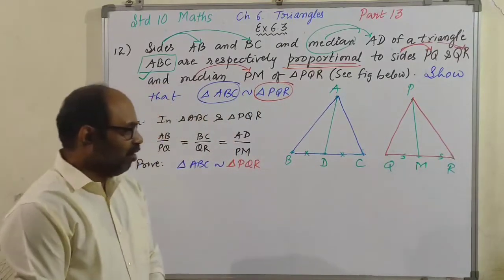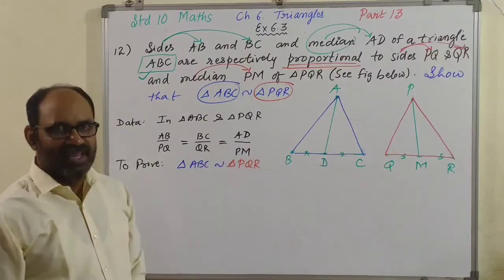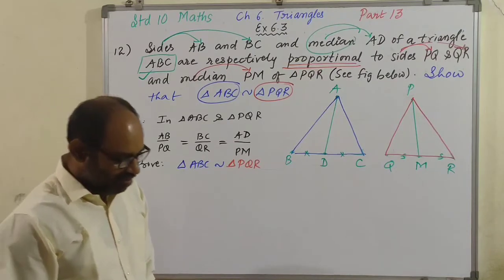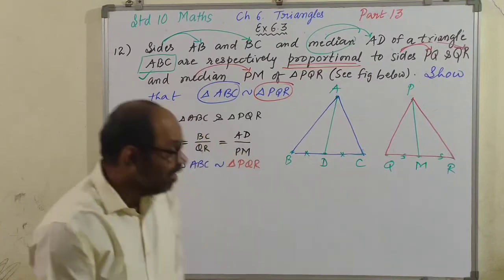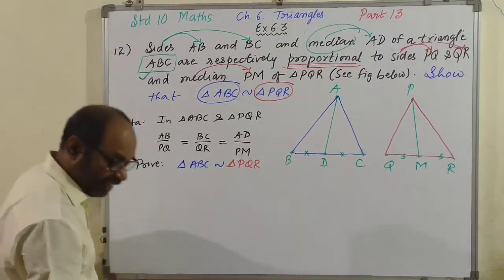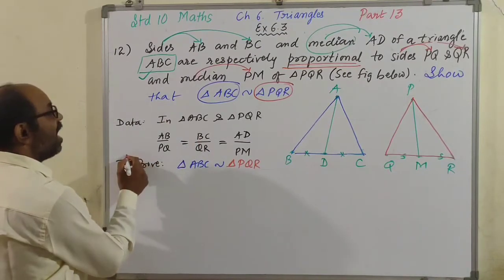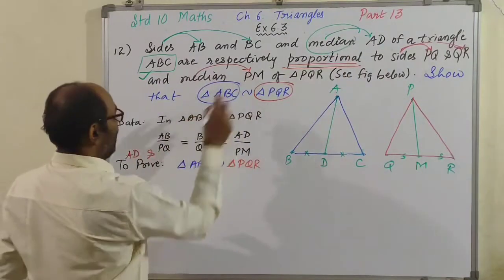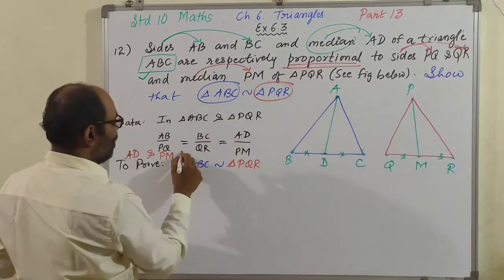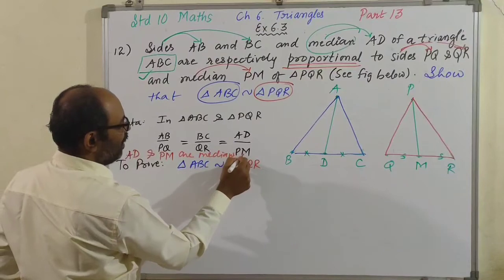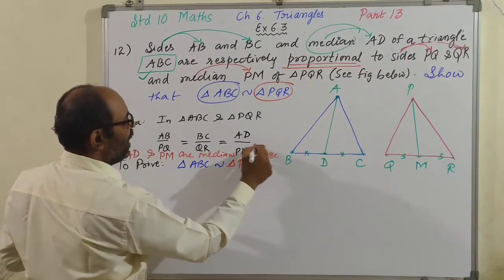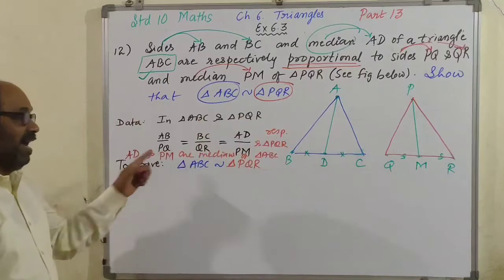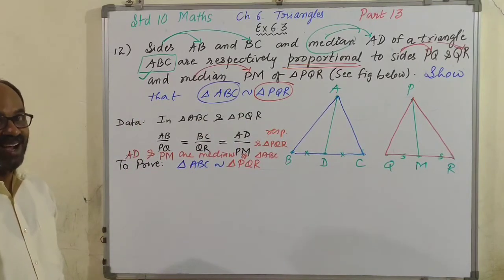Chaliye. Kya koi angle equal hai? Nahi. Angle ke baare mein diya hi nahi. You are not given. So how will you prove that? Medians are given. Yeah, I forgot to write one thing. Children, your median is given. AD is the median of triangle ABC, and PM is the median of triangle PQR. Are medians of triangle ABC and triangle PQR respectively. So this is in the data, and our work will be done with that.